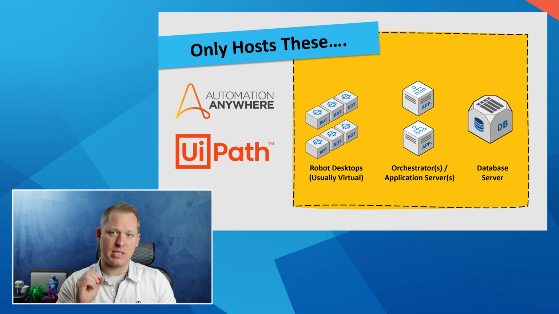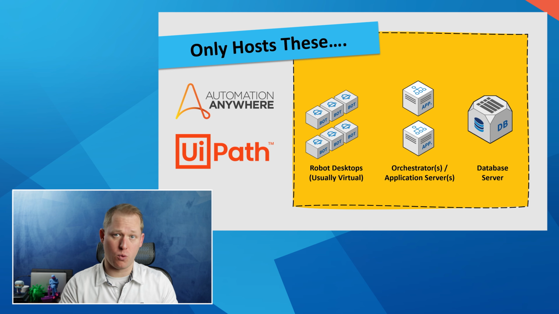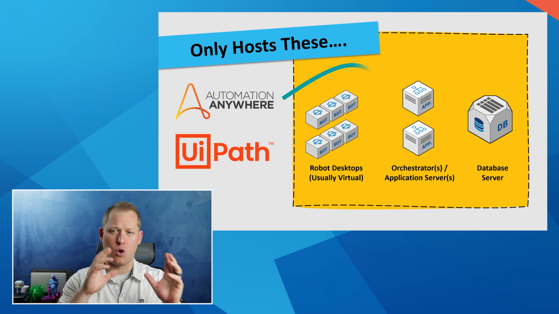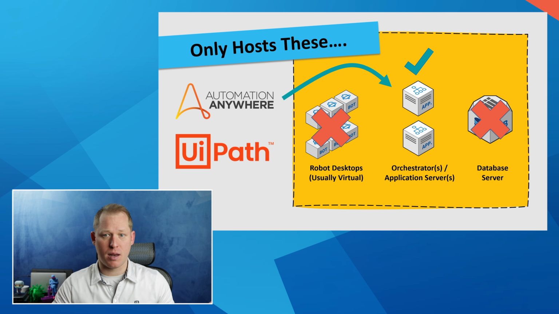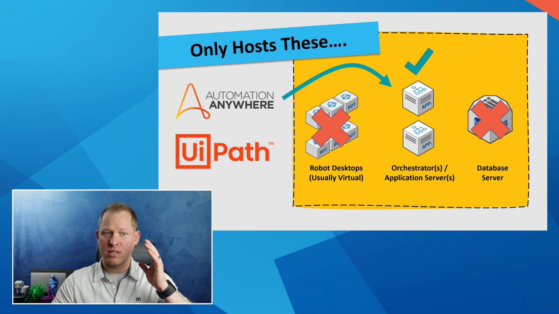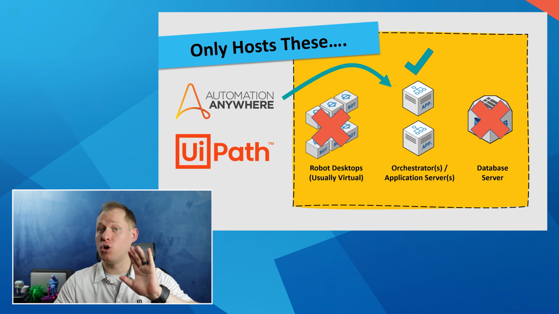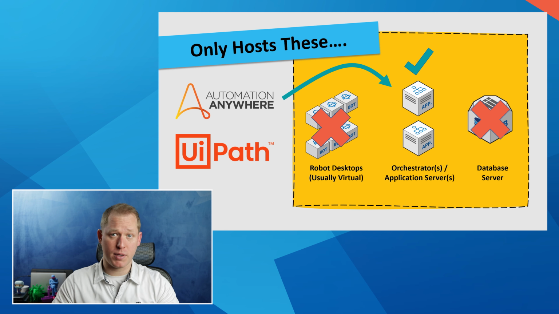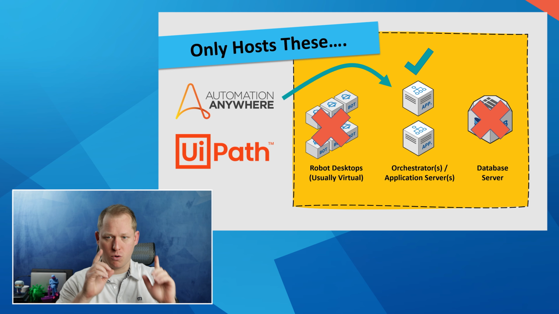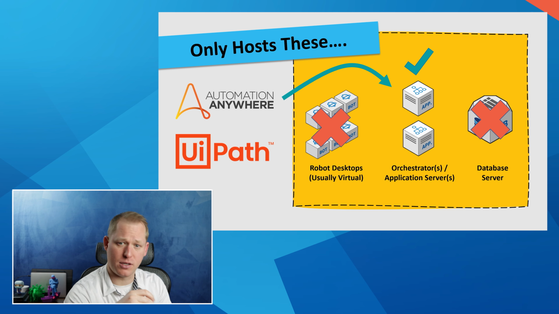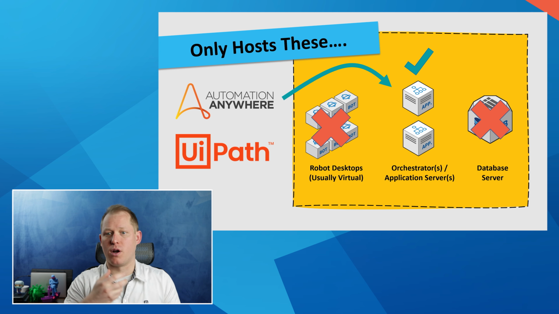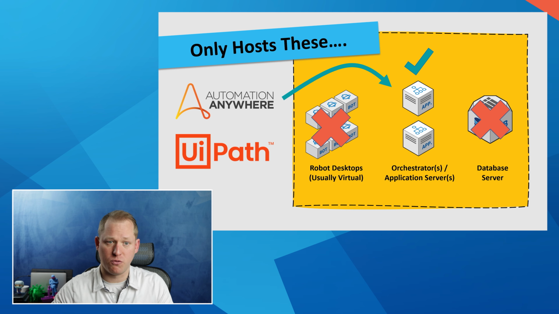The only part of this diagram that is managed for you is the application server orchestration piece. You still need to buy, set up, and manage the robot virtual desktops or virtual machines somewhere else on your own. That could be your cloud provider, that could be on-premise, that's up to you. And I guess my graphic could probably use a footnote that around the database, UiPath and Automation Anywhere do host some level of database for you.